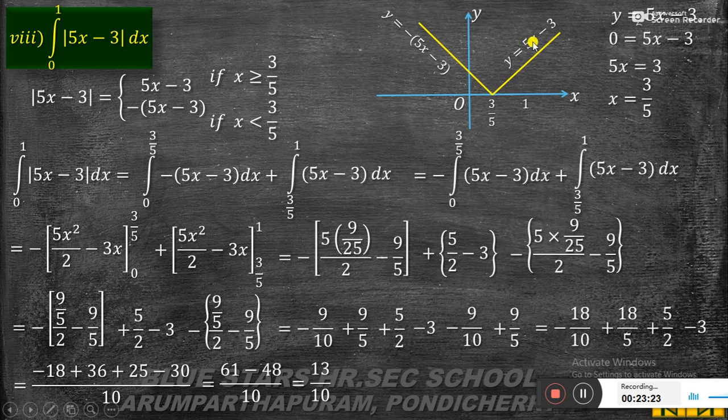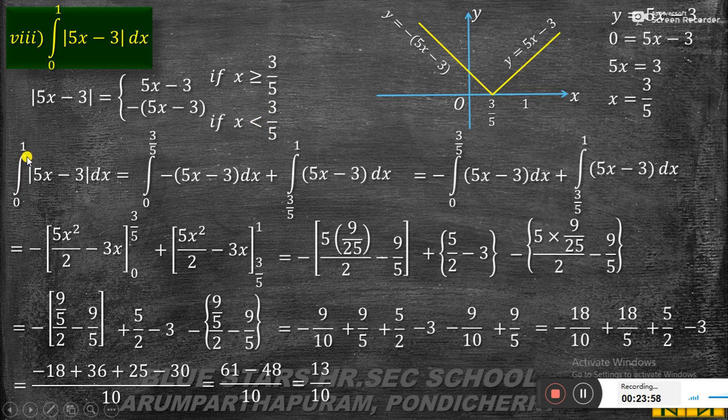That means y equals 5x minus 3. This quadrant it takes. Now you see, y equals 5x minus 3, we take y equals 0, so 0 equals 5x minus 3. So 5x equals 3, so x equals 3 by 5. So for x greater than or equal to 3 by 5, modulus of 5x minus 3 is positive. Minus means it takes the lesser values, x less than 3 by 5.